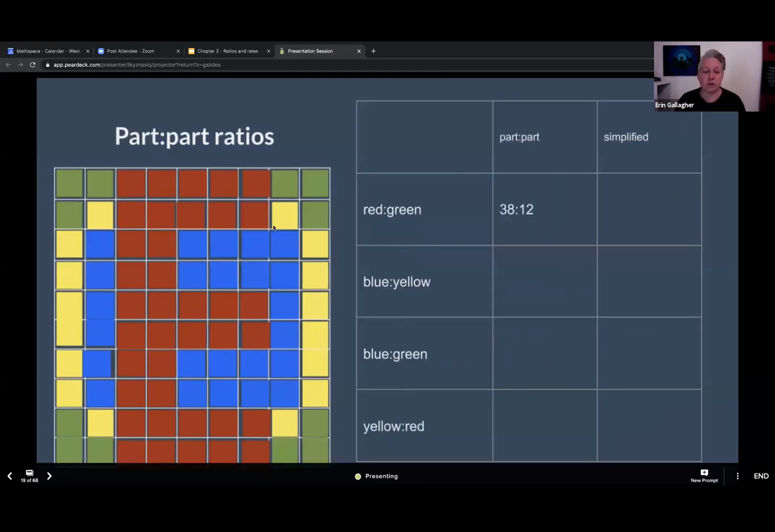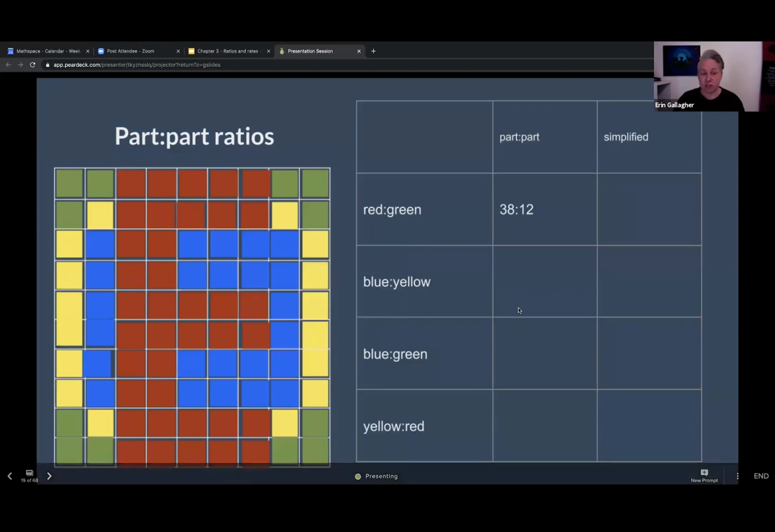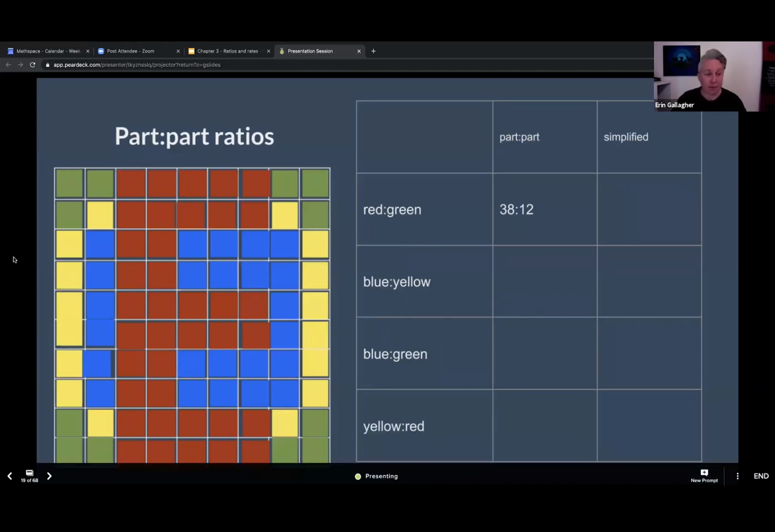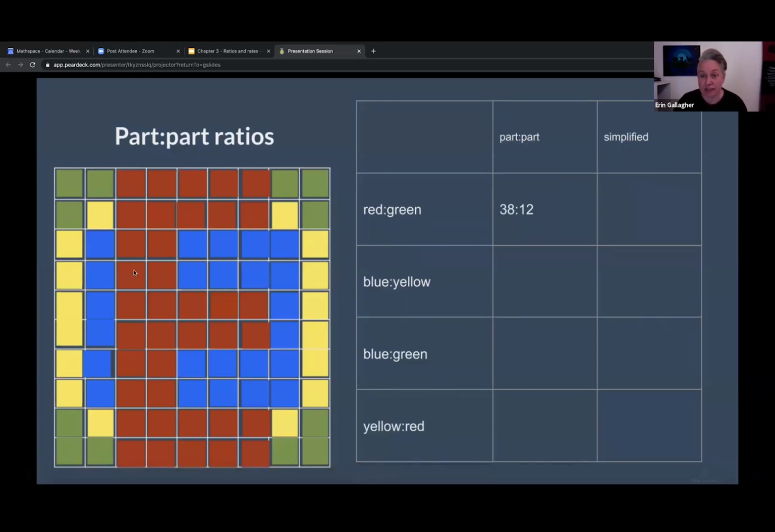I'll just do the red to green one first. There were 38 reds and there were 12 greens. So red to green is 38 to 12. The order's really important because there were definitely more reds than greens. I just want you to pick one of the others and write down the part-to-part ratio. You can do it on your piece of paper in front of you, or you could throw it in the chat if you like. You don't even have to simplify it straight away. Just write down the part-to-part relationship.